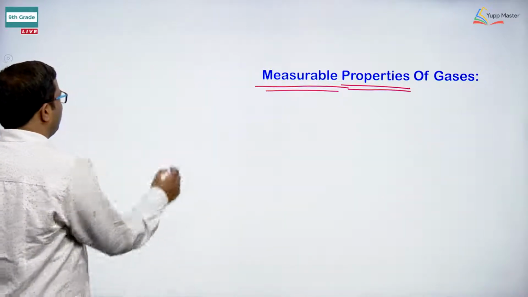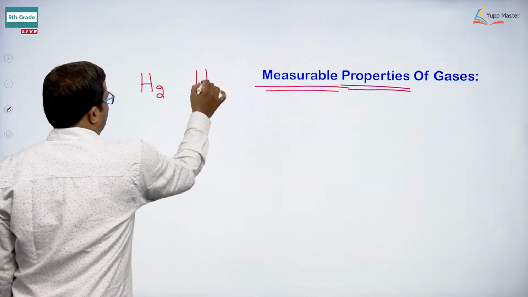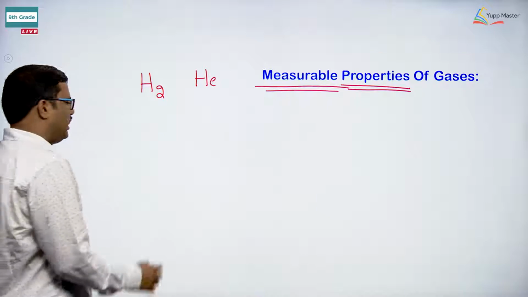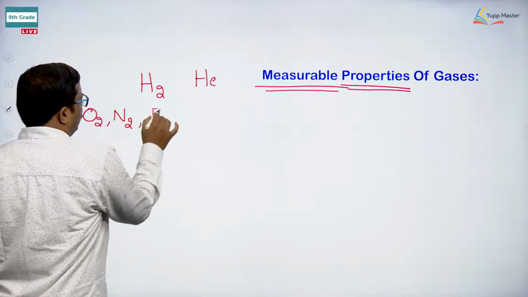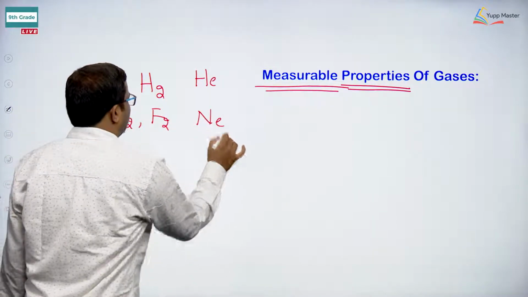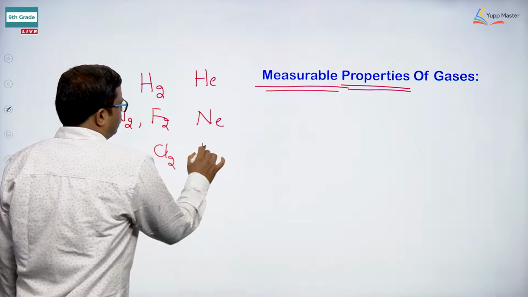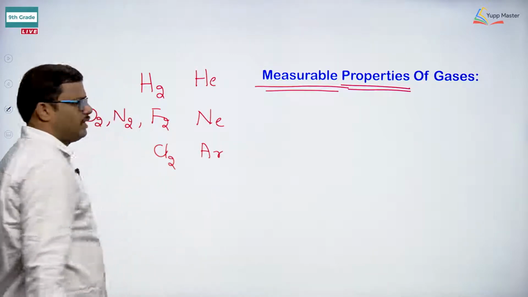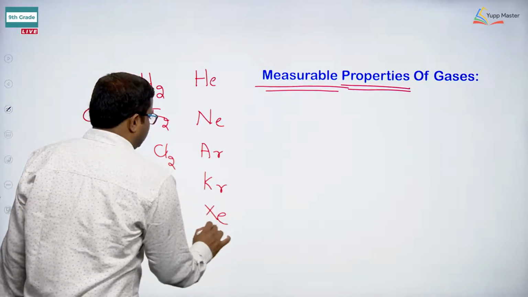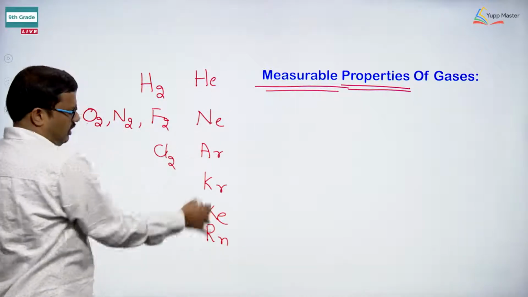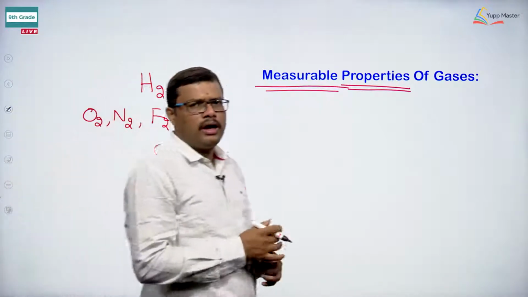When you observe the modern form of the periodic table, we have hydrogen gas and helium gas in the first period, and then oxygen gas, nitrogen gas and fluorine gas along with neon gas from the second period, chlorine gas and argon gas from the third period, then krypton gas, xenon gas and radon gas. So, these are all noble gases, and hydrogen, nitrogen, oxygen, fluorine, chlorine are the other gases which are present.